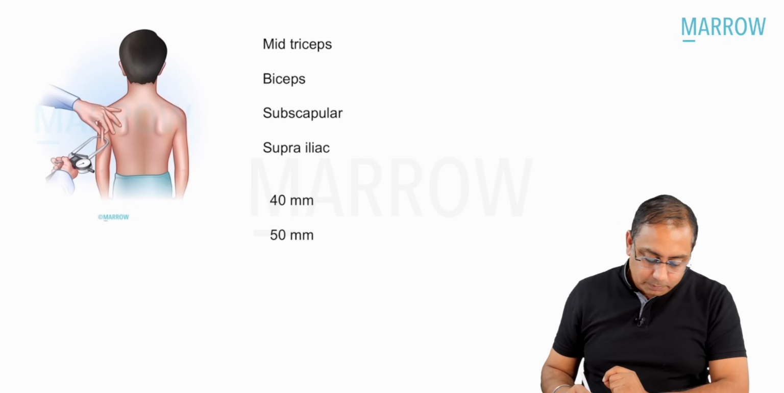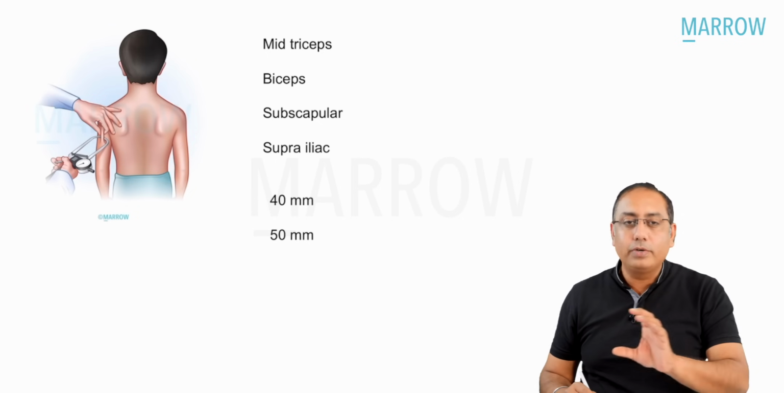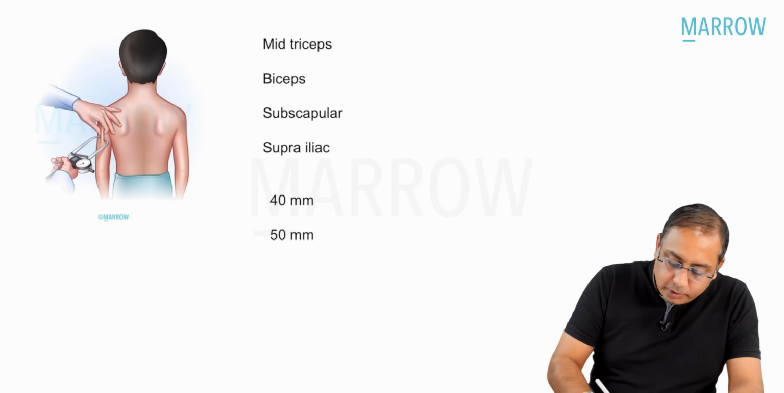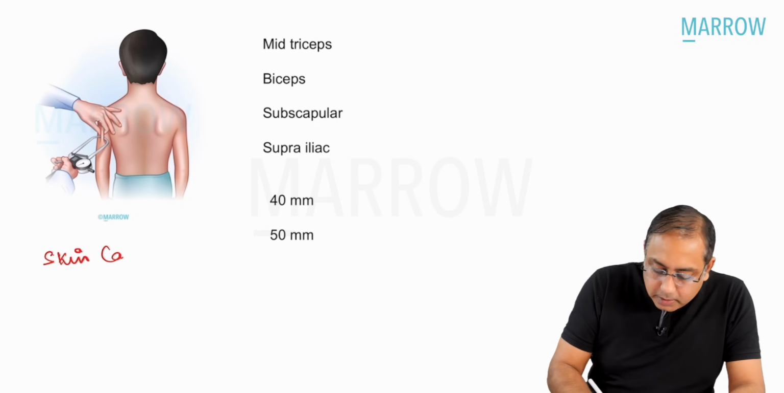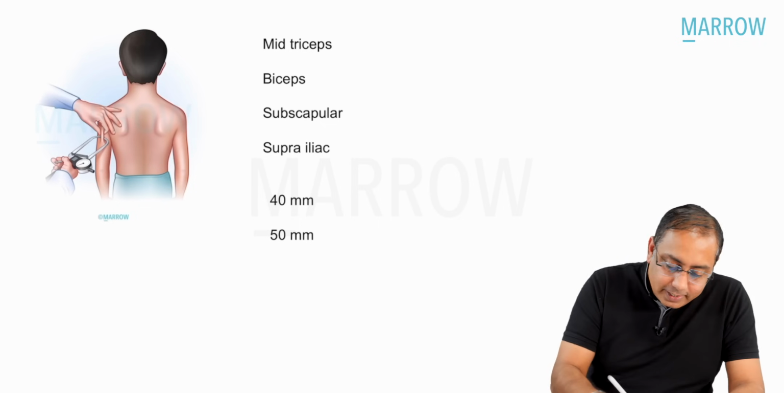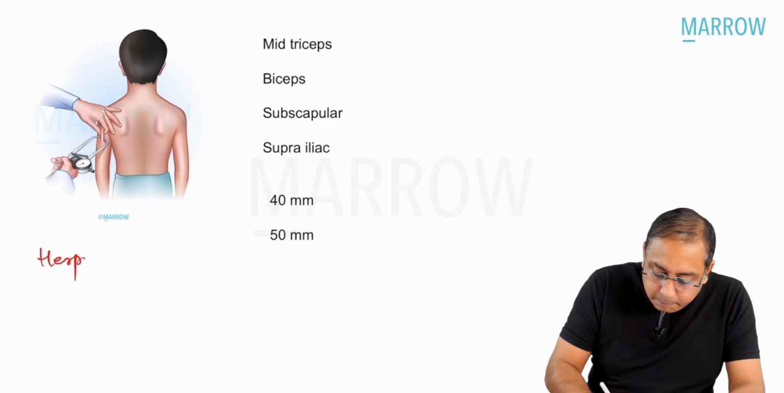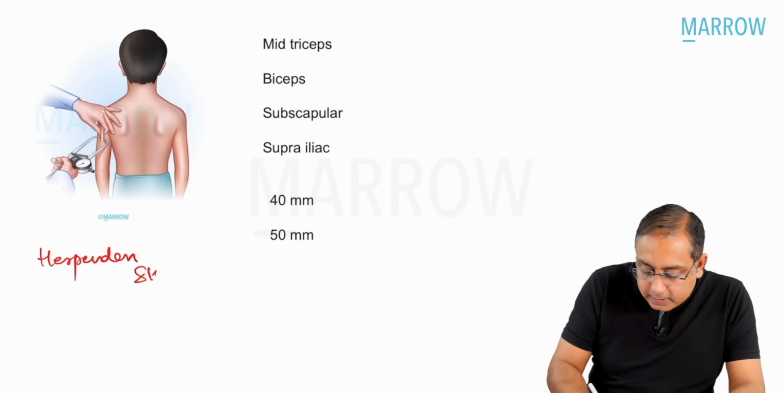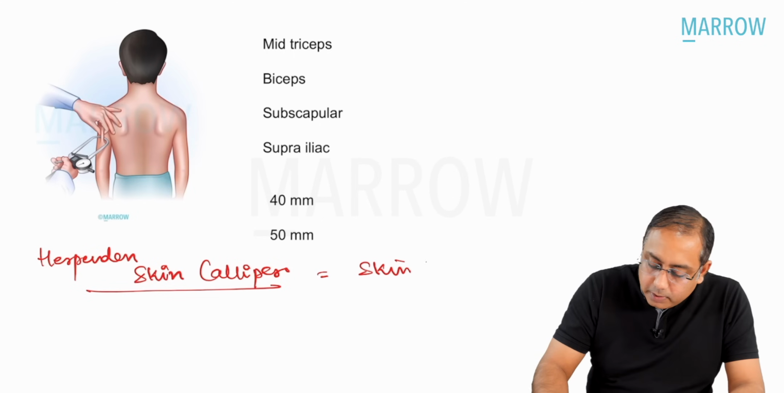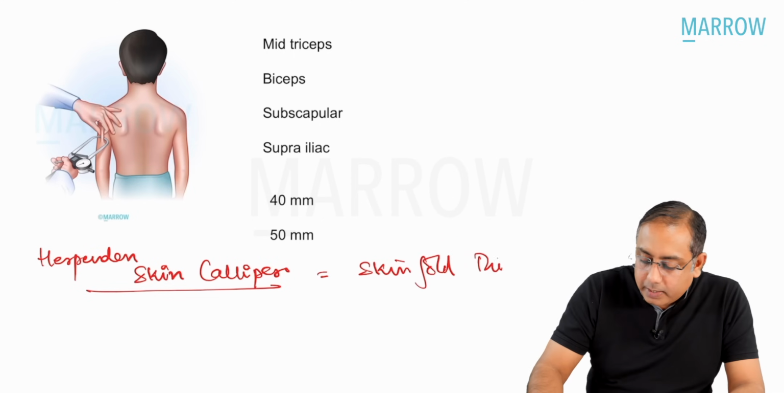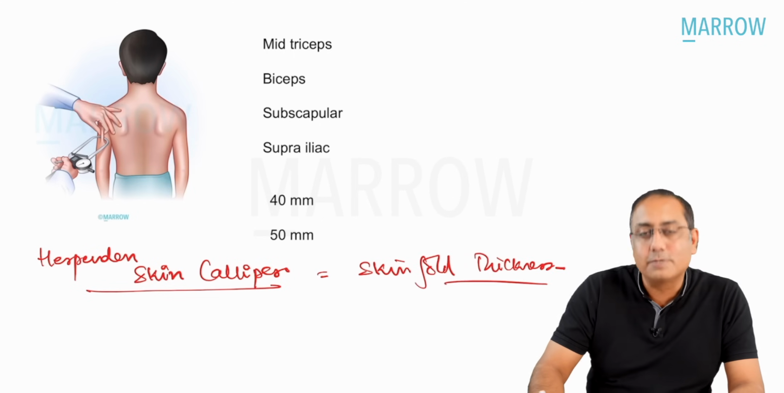A few questions from this. What are we going to test it for? This is what we do with skin calipers. These are called Harpenden skin calipers. What will they tell you? They will tell us about the skin fold thickness beta.